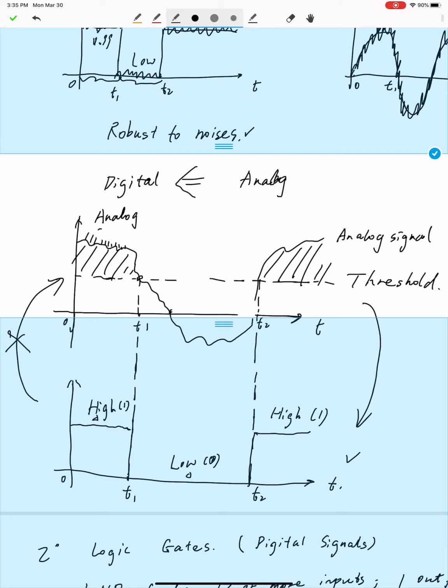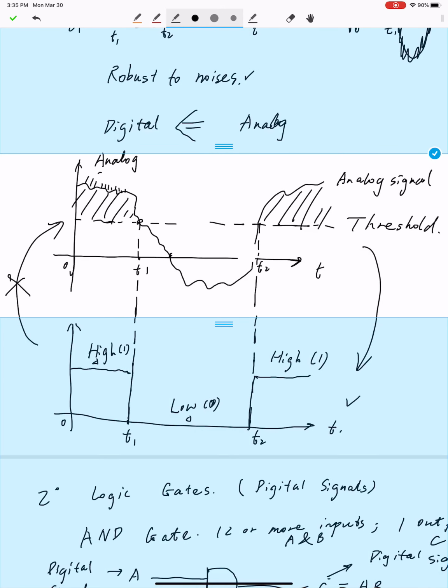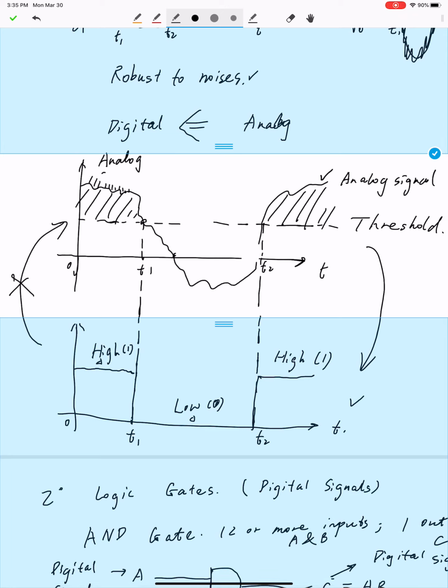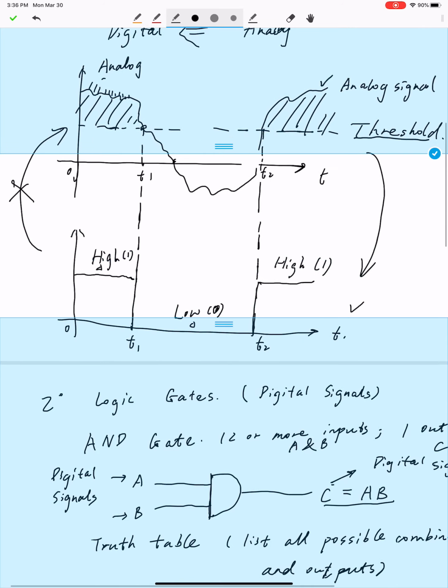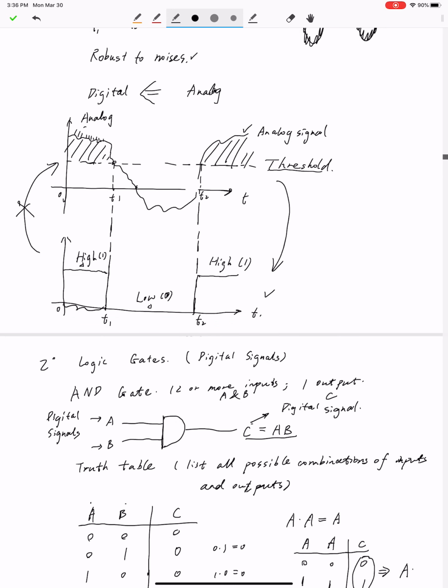The simplest way is using a threshold, right? In this diagram, the random curve is my analog signal, and I want to find the corresponding digital signal for it. You can define a threshold like this one. From 0 to T1, the analog signal is above the threshold, so I define the corresponding digital signal to be in the high state. So I draw this diagram. From 0 to T1, the digital signal is in the high state.